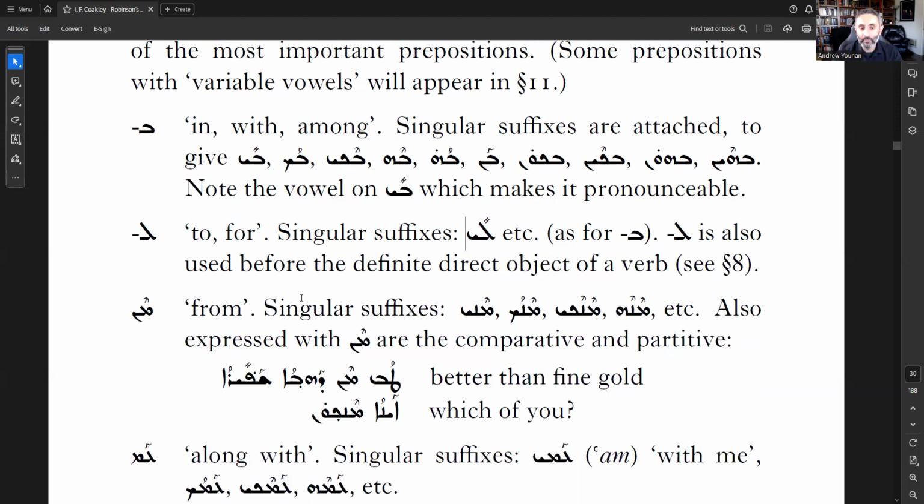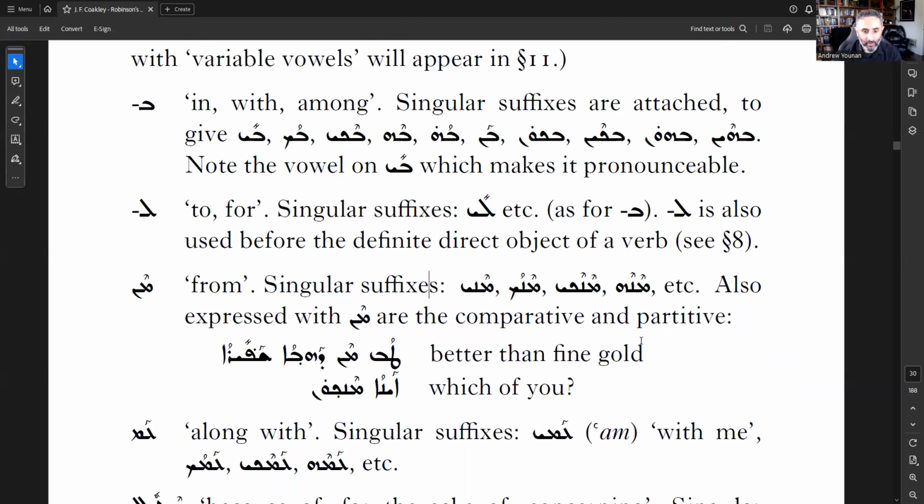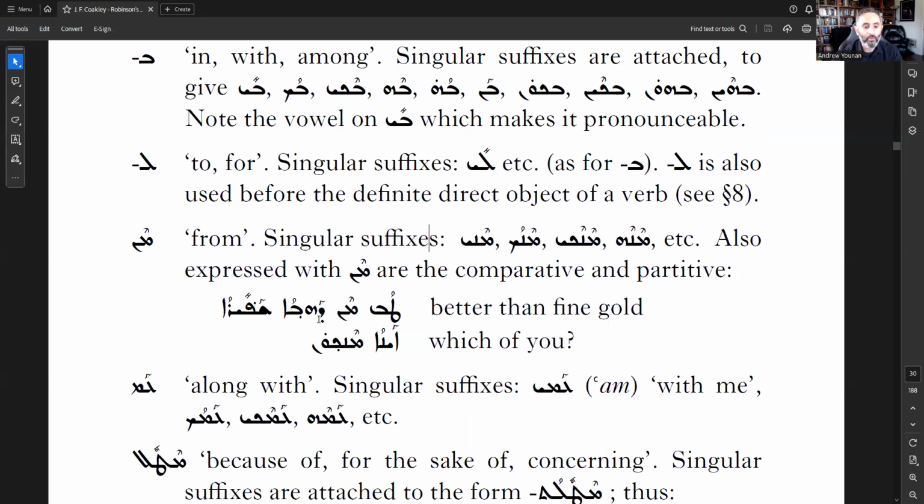Min means from. And again, you use the singular endings. Minni, minnach, minnech, and so on. So from me, from you, from him, and so on. Also expressed with min are the comparative and the partitive. Look at this, it's important. Tau min dahwa shapira. Tau min, good from. Well, it really means better than. Better than fine gold. Eina minchon, which literally is 'which from you', but it really just means which of you. This is a very important usage of the word min.